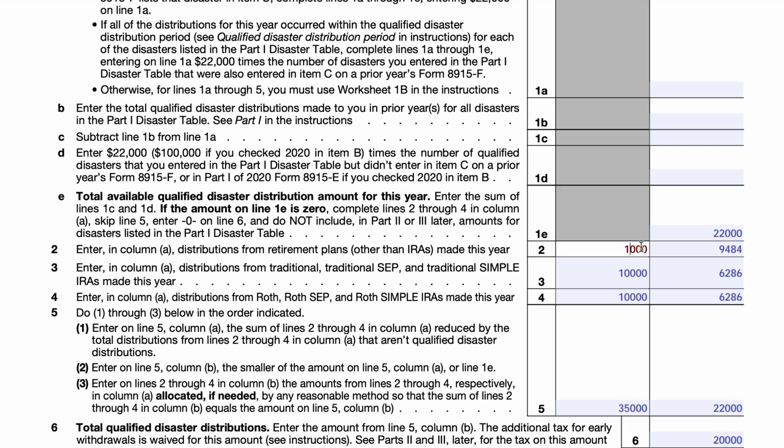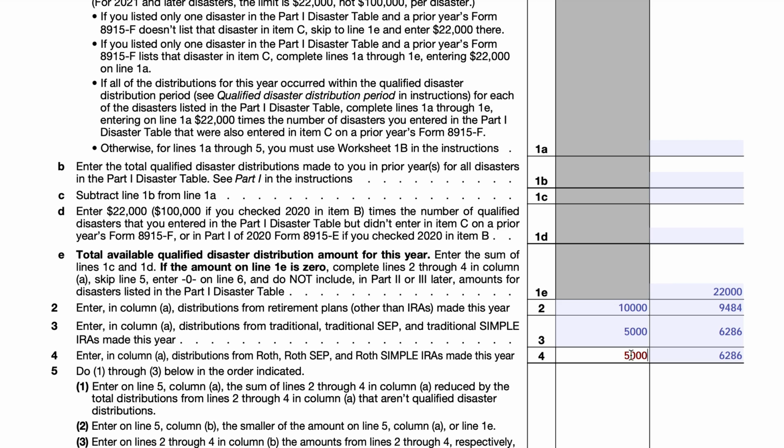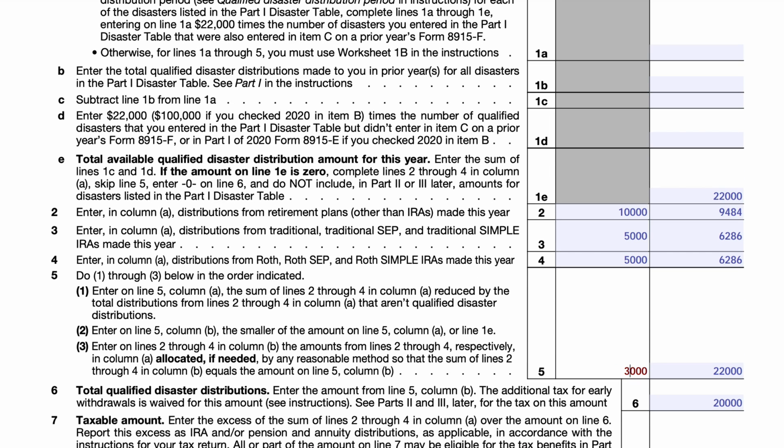So let's go back to our original figures here. All right, so now we're back at our original number because the $20,000 of the actual distribution is less than what was qualified. It's all qualified.